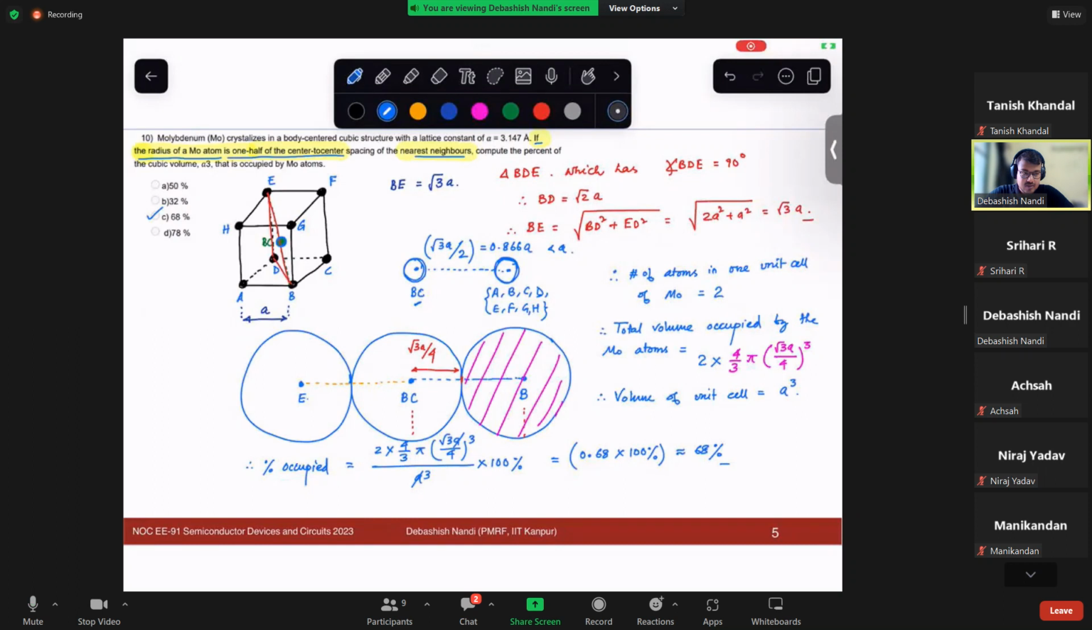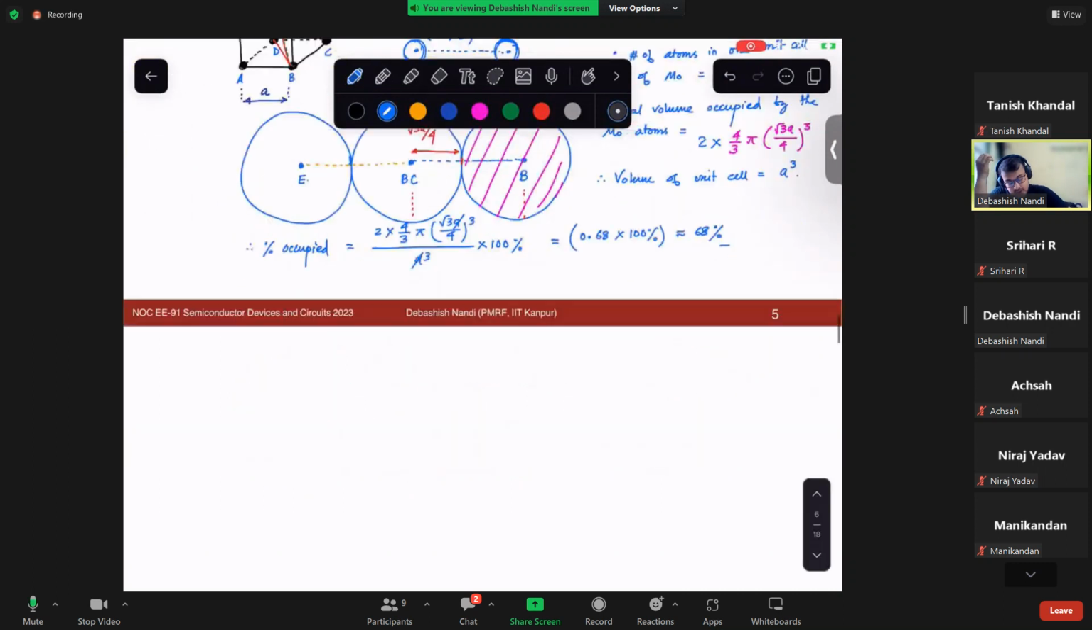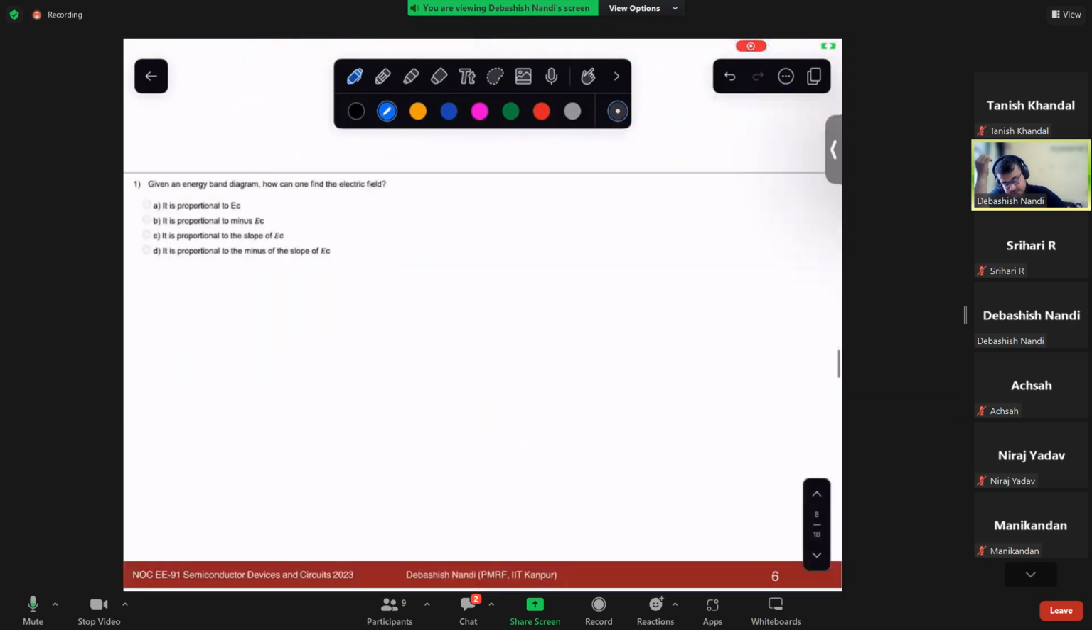Is it okay? Last class, someone had doubt visualizing these lattice structures, so that's why I am asking that. Yes, sir, it is clear. Yeah, it is clear, right? Okay, fine. So let's move on to the next problem.